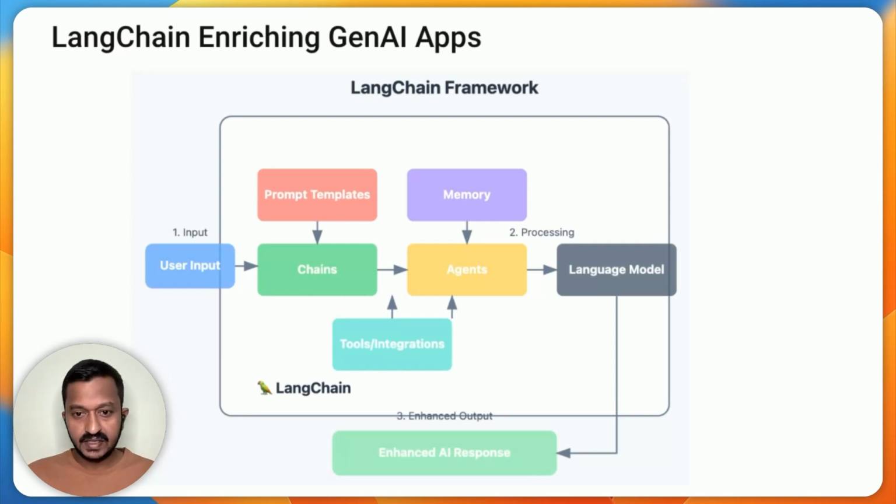And then how LangChain basically enriches your Gen AI applications is that all these components that we discussed, prompt templates, chains, agents, tools, memory, and the LLMs, they sit in between and help you get the enhanced output, or enhanced AI responses, whether you are building a text summarization application, or a chatbot application or anything. So it basically helps you get the enhanced, contextually relevant AI responses.